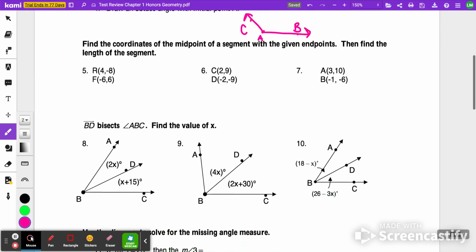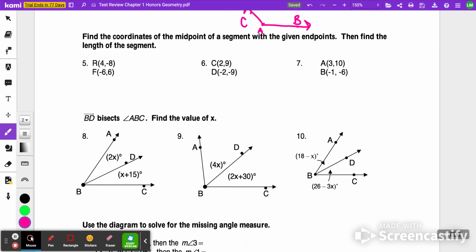Number 5, 6, and 7, we are using these coordinates to find the midpoint first, and then find the length of that segment. So the midpoint for number 5, remember we do that by adding our x's. So x1 plus x2 divided by 2, and then the same thing for your y's. So that'd be 4 plus -6, that's -2, divided by 2, that's -1. And then same thing for -8 plus 6, that's -2 again, divided by 2 is also -1. So your midpoint is -1, -1.